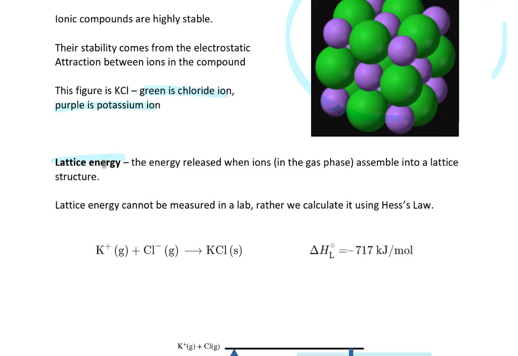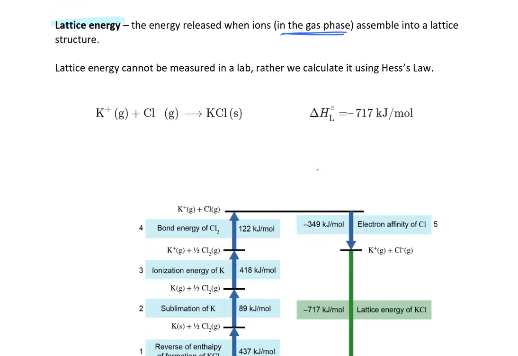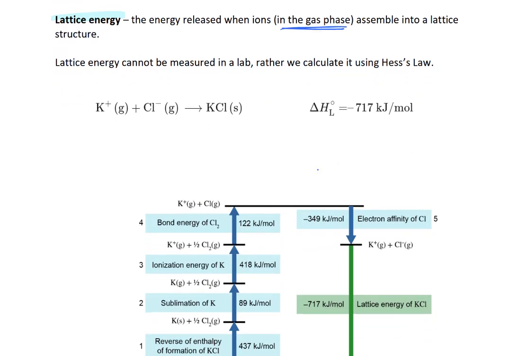So there's one thing to be aware of, and that is when we're looking at the lattice energy, it's actually measured not when just regular potassium ion and chloride ion come together, but when these ions are in their gaseous phase and they come together into this lattice to form solid potassium chloride. So going from a gas ion to a solid is something that we can't measure in the lab. But what we can do is use Hess's law from a prior chapter to calculate what our lattice energy is going to be.